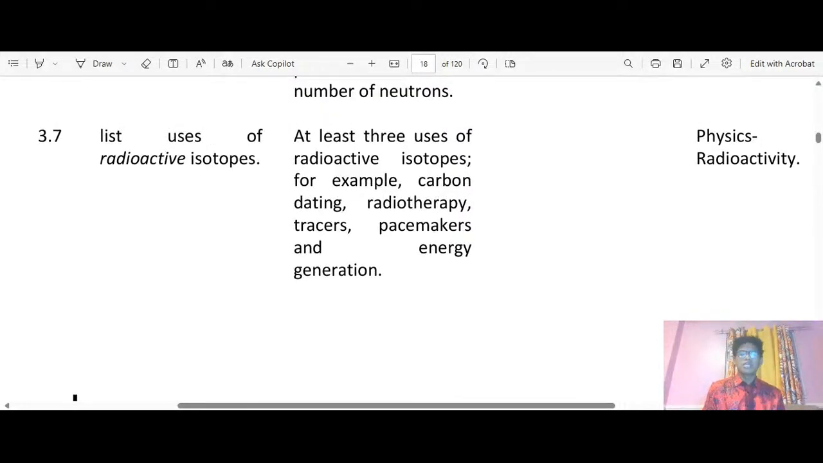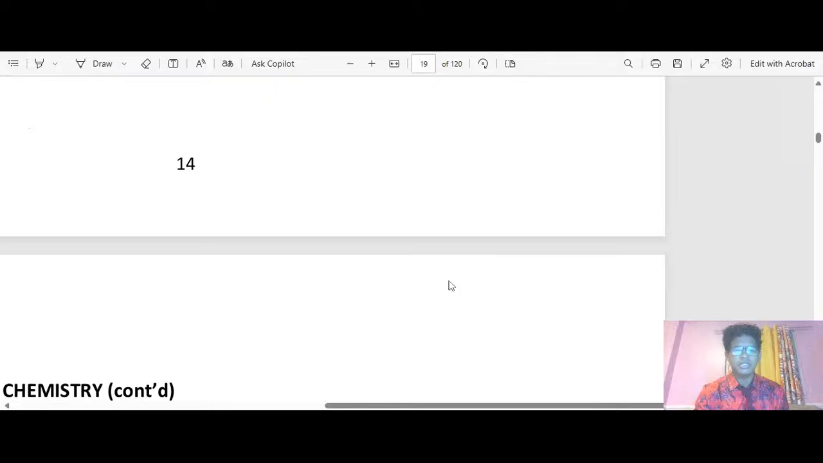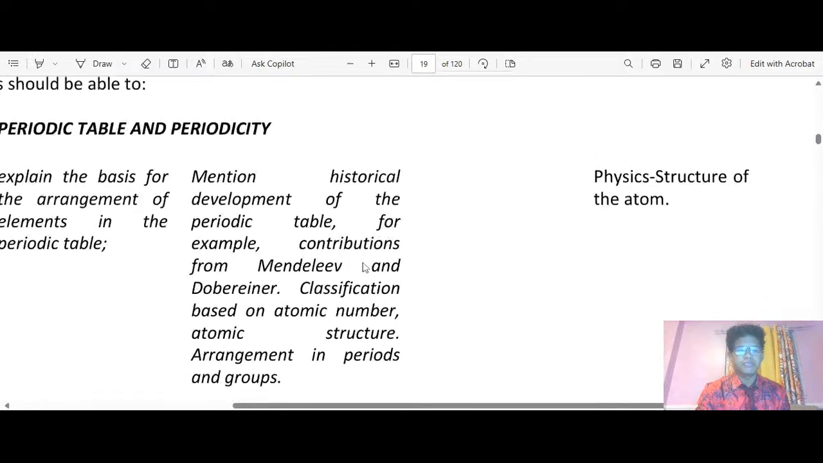So radioactive isotopes. We did look at carbon dating, radiotherapy, tracers, pacemakers, and energy generation. Yes. Now let's go back down to the notes.